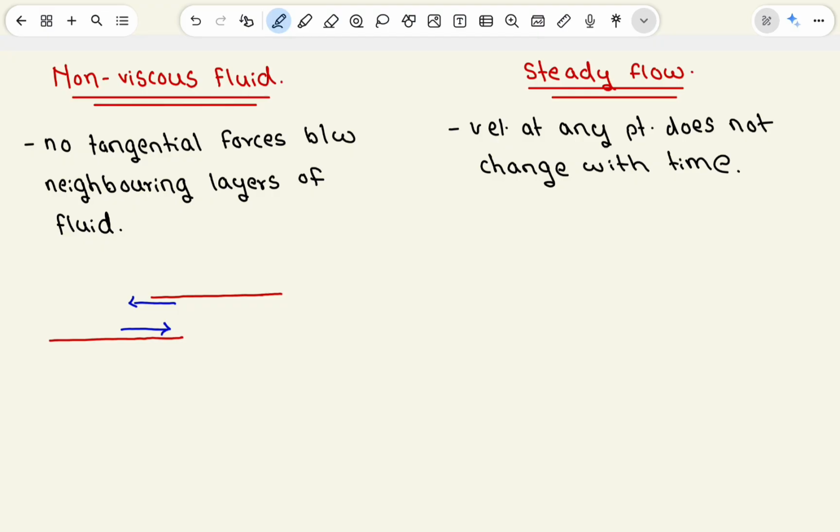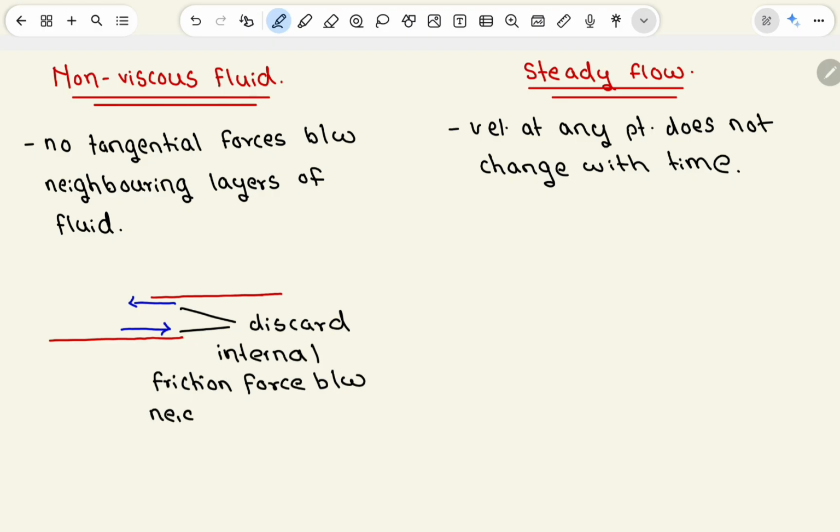When we consider non-viscous fluid, we say that these tangential forces of internal friction are zero. So we neglect them, we discard them. We do not consider the tangential forces of friction in non-viscous fluid. So these blue colored forces over here, we discard: the internal friction forces between neighboring layers.